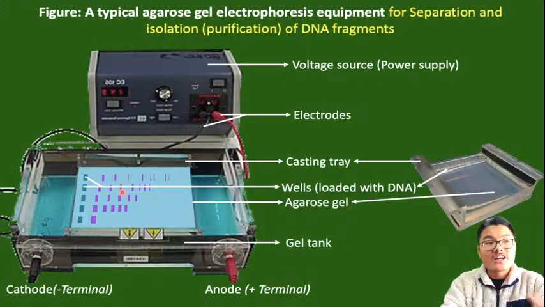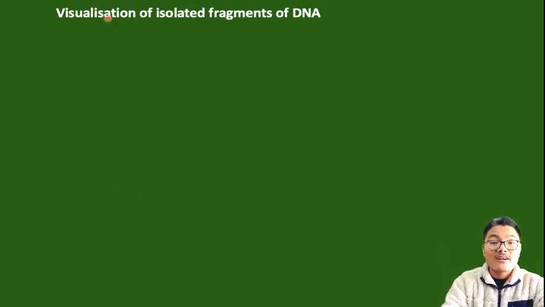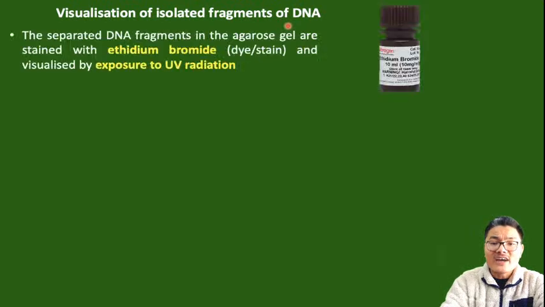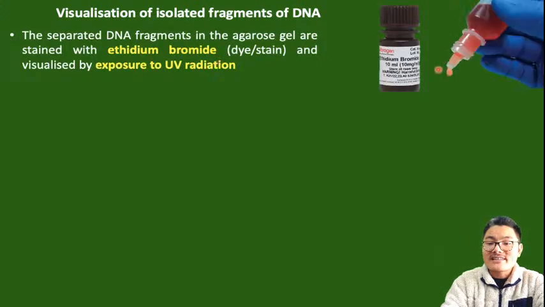Otherwise DNA is not colored, it's usually transparent. We may face difficulty in seeing it, so we have to find a solution in order to visualize, to observe the isolated fragments of DNA. So how are we going to do this in the molecular biology lab or the biotechnology lab? We are going to do it with the help of a dye called ethidium bromide.